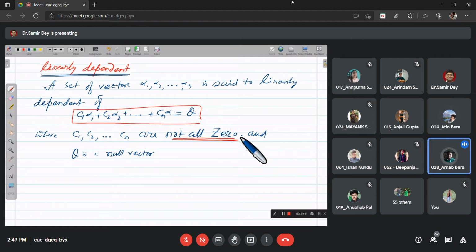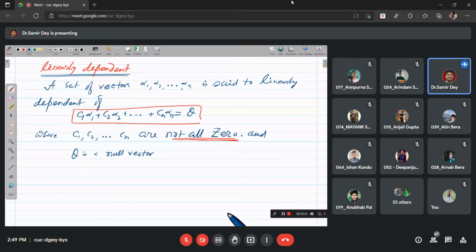Yes, sir. A student points out that there is a typing mistake in the definition: it should be alpha n. Okay. Clear or not? The definition part is clear. Yes, sir.